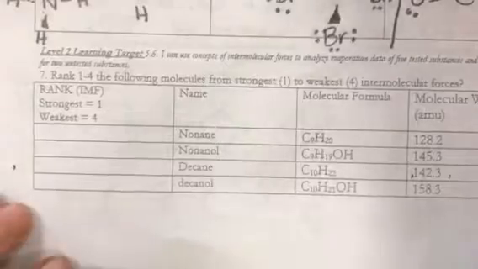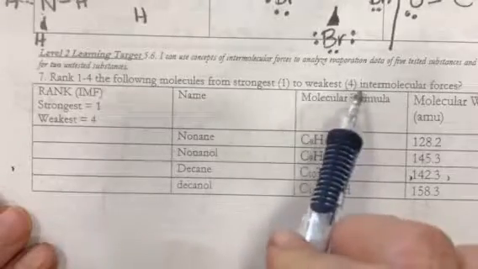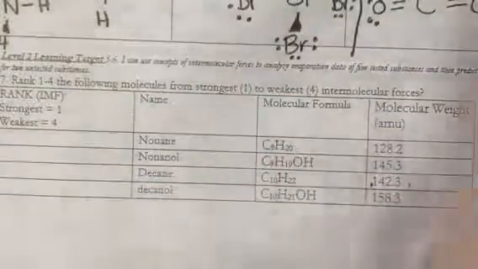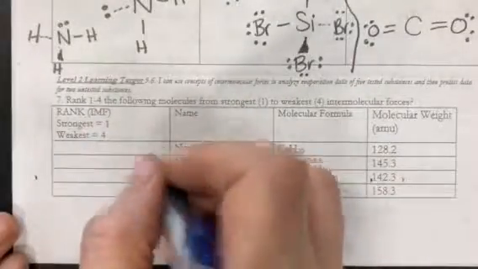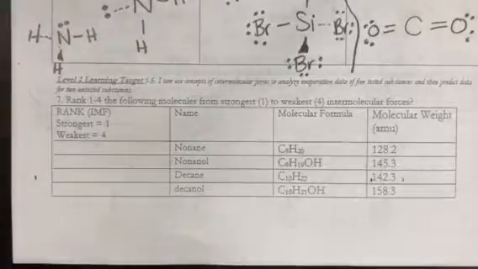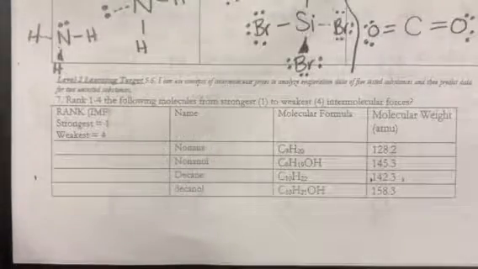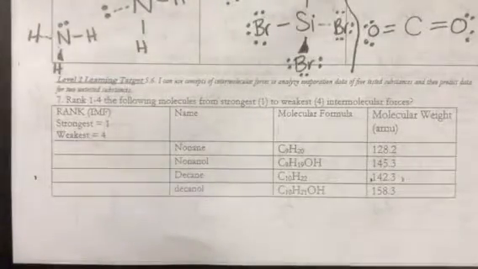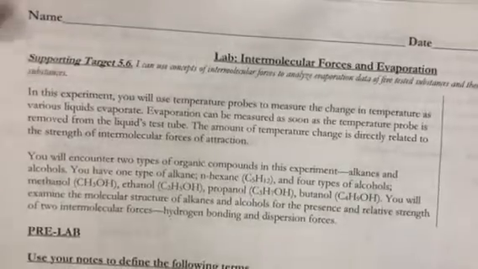So this next one is number 7. It says rank 1 to 4 the following molecules from strongest, which is 1, to weakest, 4, in terms of intermolecular forces. In this case, if you wanted to be really specific so it wasn't confusing to me whenever I grade this, you could also write the words strongest, weakest, second strongest, second weakest. So this is one where you're going to be using the information that we did for the lab. The lab that we had for this class that relates to this question specifically is the lab on intermolecular forces and evaporation.